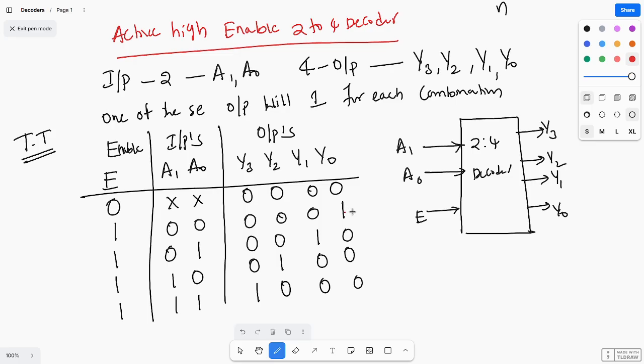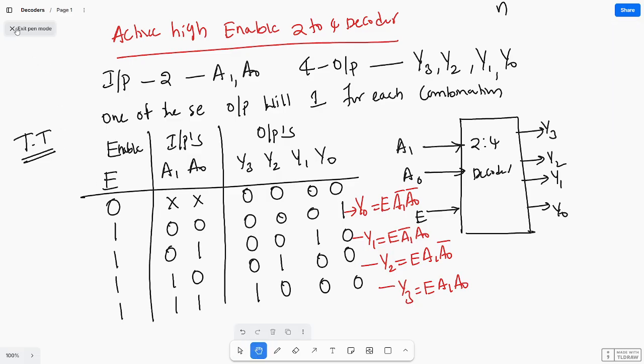So this is y0. So y0 I can write as what? Enable, A1 bar, A0 bar. And y1: enable, A1 bar, A0. y2 equal to enable, A1, A0 bar, and y3 equal to enable, A1, A0. So from this you can draw the logic circuit.